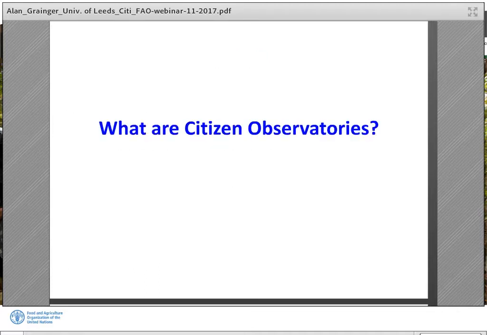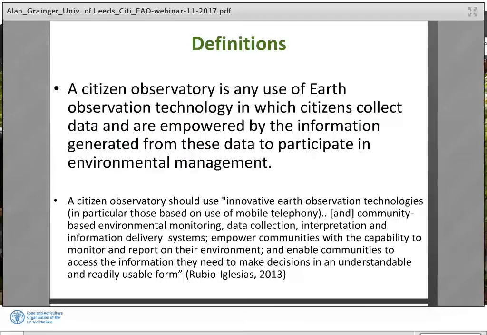So, what are citizen observatories? They are any use of Earth observation technology in which citizens collect data and are empowered by the information generated from these data to participate in environmental management. The concept was devised by the European Commission.